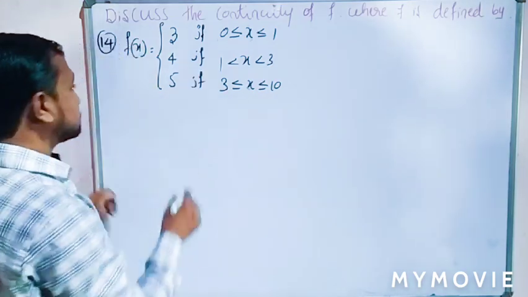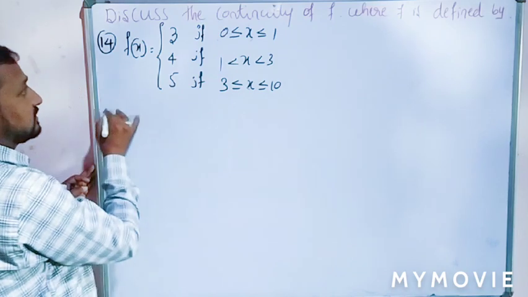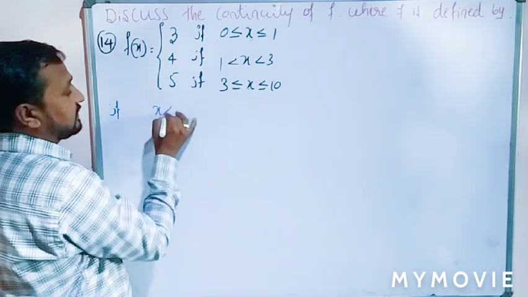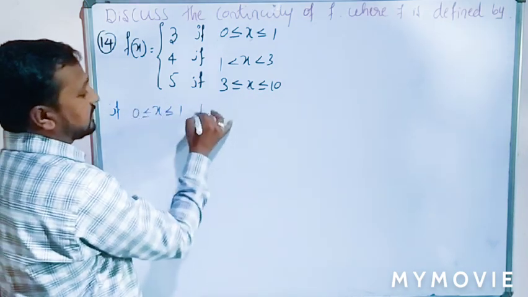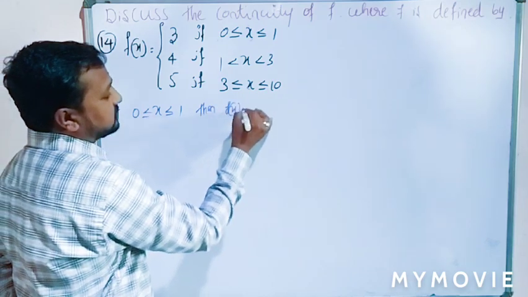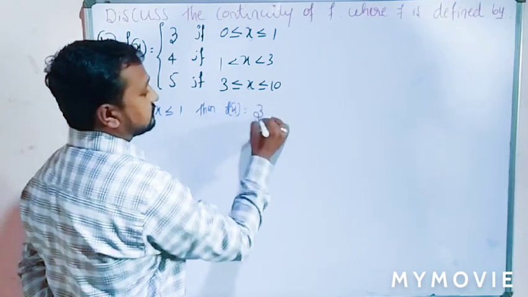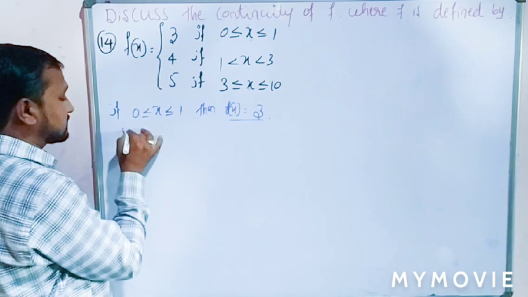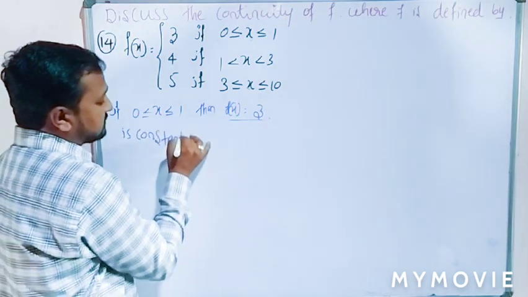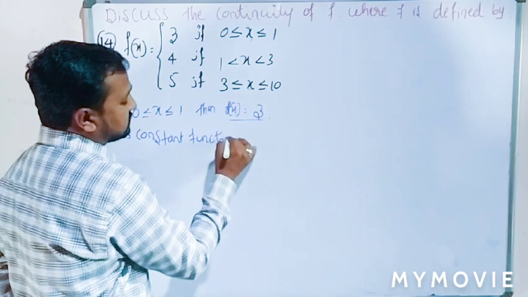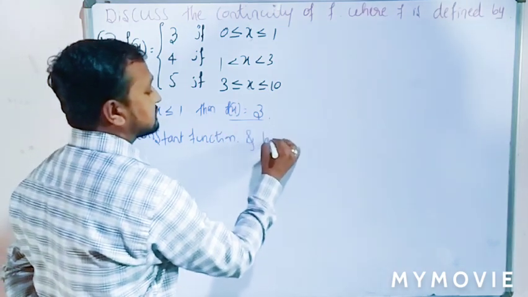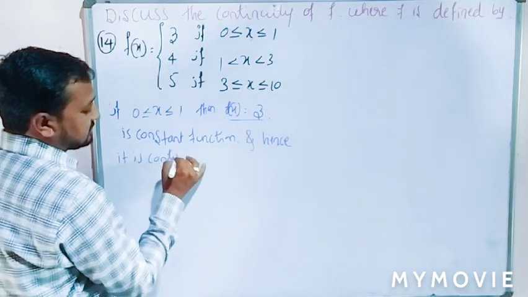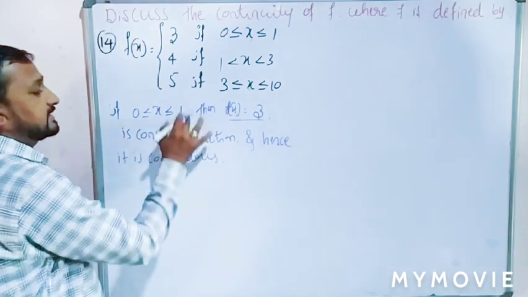So first of all, apply the conditions. If x lies between 0 to 1, then what is your f of x? Your f of x is equal to 3. So f of x equal to 3 is a constant function, and hence it is continuous in this condition.